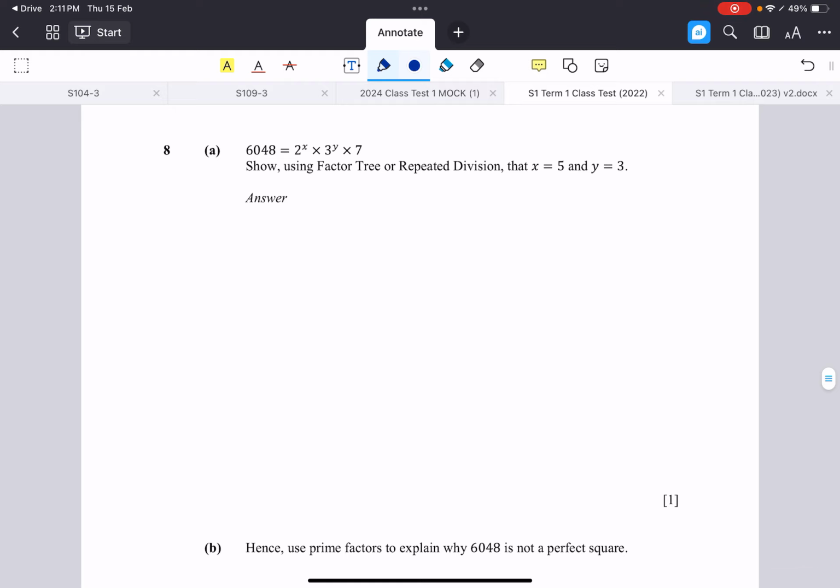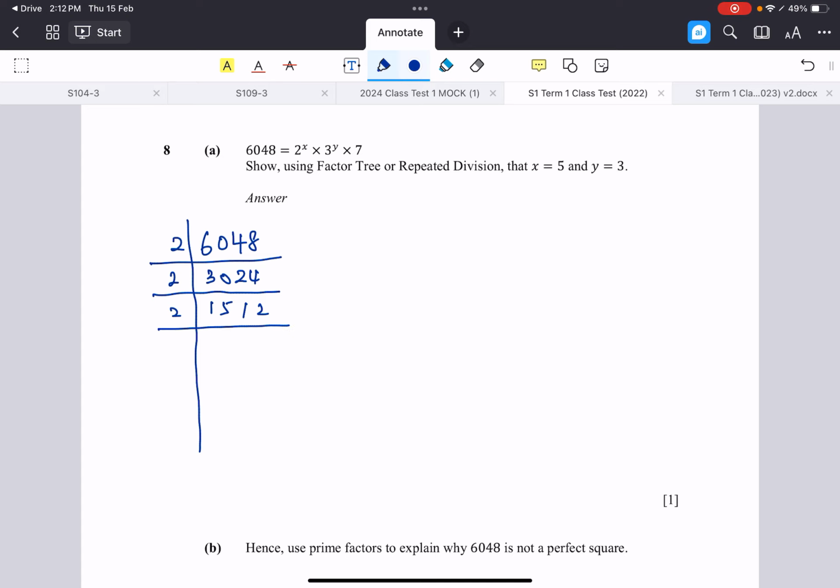Right? Next, question 8. We have 6048. They want us to show either using factor tree or repeated division that the value of x and y is actually 5 and 3 respectively, right? So just use one of the 2 methods. So I will use repeated division here, right? So you do this. Okay, let's go down. Let's start with 2. Okay, we will get 3024 divided by 2 again. We get 1512. I can continue to divide by 2.